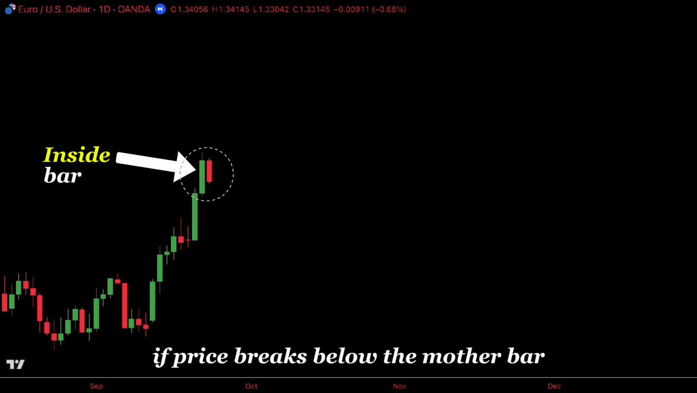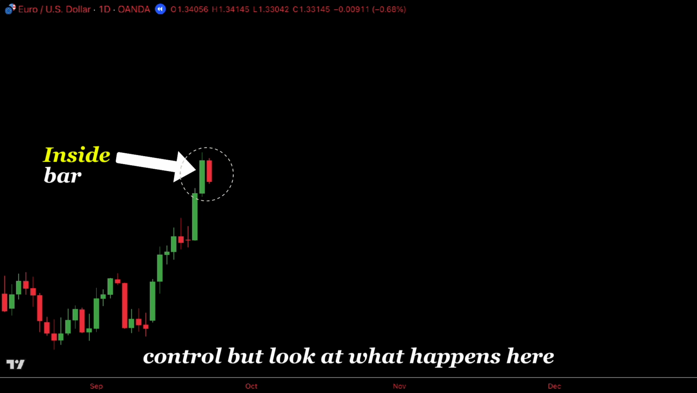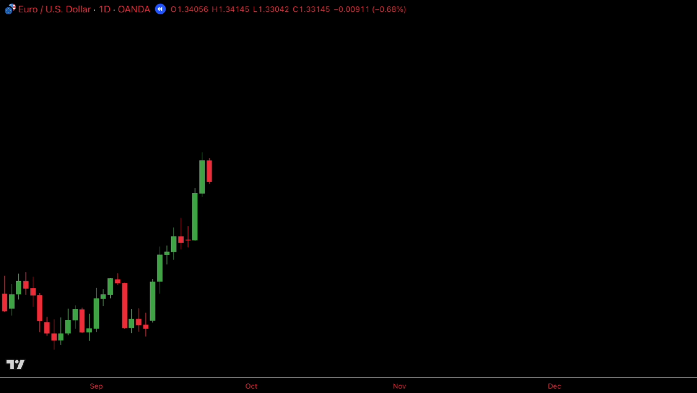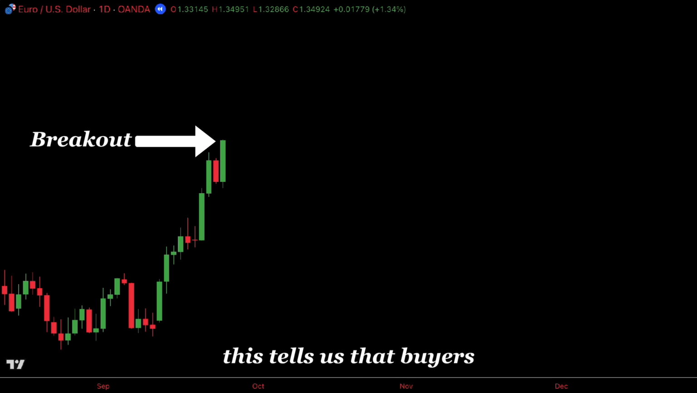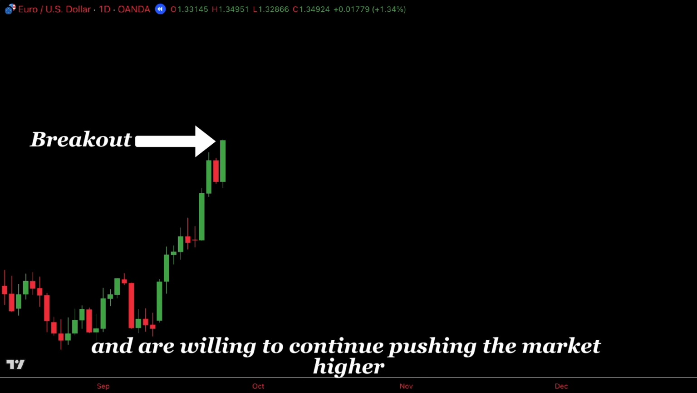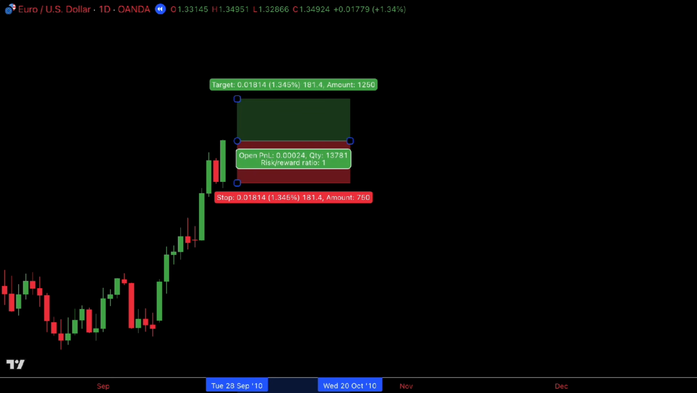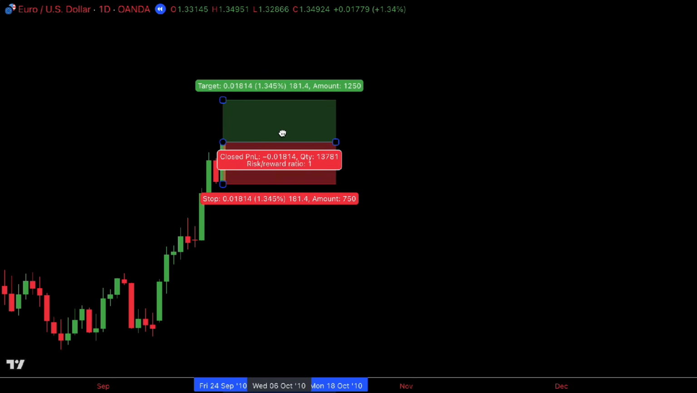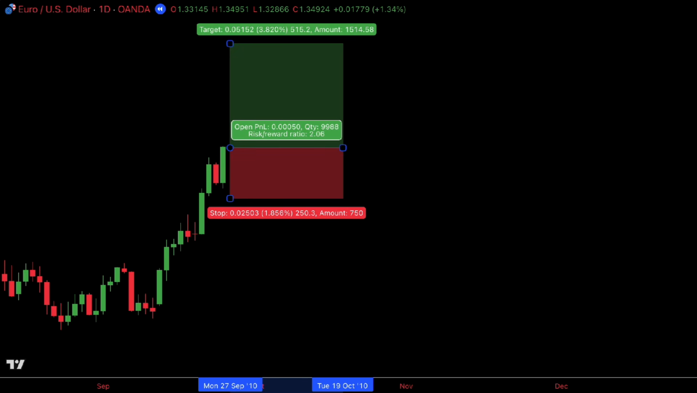If price breaks below the mother bar, it could indicate that sellers are starting to take control. But look at what happens here. Price breaks above the high of the mother bar. This tells us that buyers have come out of the indecision phase, regained control, and are willing to continue pushing the market higher. So this breakout could provide us with an entry signal. We can enter after the breakout candle closes, place our stop loss below the pattern, and use the next resistance level as our potential target.